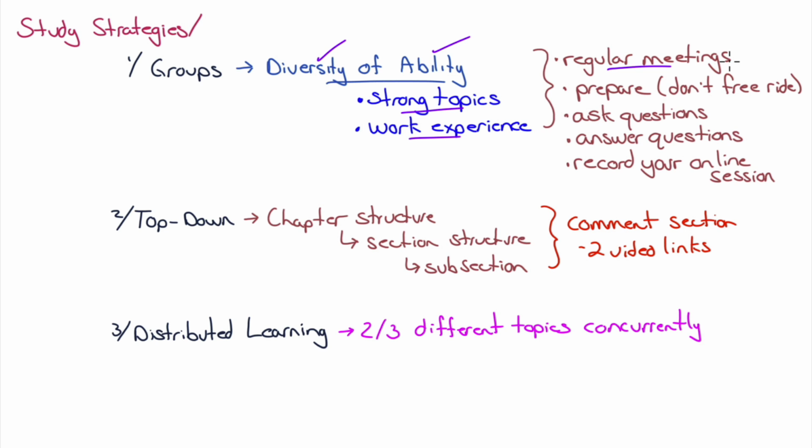And you're going to have regular meetings. You got to have discipline here. Regular meetings, and prepare for these meetings. Don't free ride. There's nothing more insulting than somebody who shows up for a group meeting who's done absolutely nothing but is just there to extract value from everyone else but adds nothing. Don't do that. Don't be that person. Ask questions. That's how we learn. Ask questions. Answer other people's questions in that meeting, and record your online session so that you don't forget and you don't have to keep emailing other people saying, how did you explain this and what did you say there?